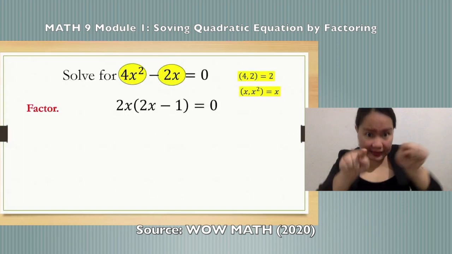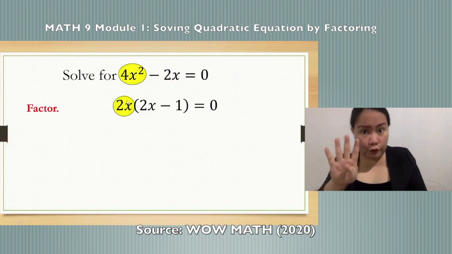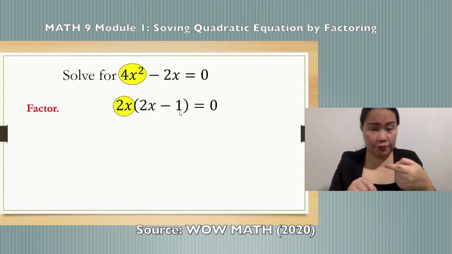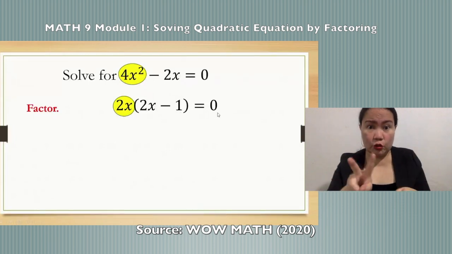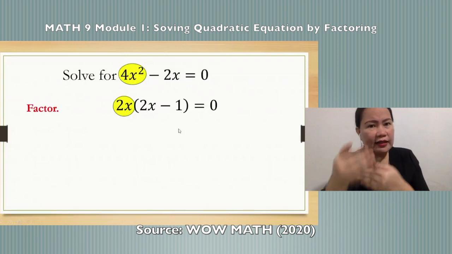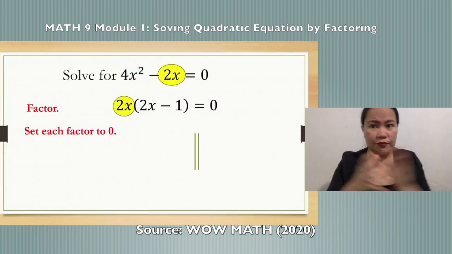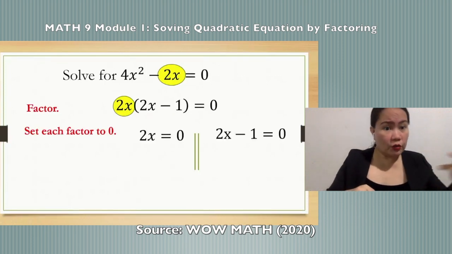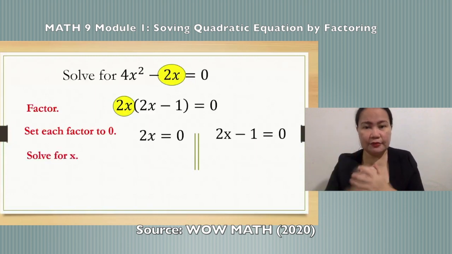So, paano nakuha yung 2x minus 1? Again, that is 4x squared divided by 2x, kaya the answer is 2x. Copy the sign. 2x divided by 2x, the answer is 1. So, therefore, yung factors nito are 2x and 2x minus 1. So, ano na yung gagawin natin after nito? Isi-set natin ang bawat factor natin by 0. So, 2x is equal to 0 and 2x minus 1 is equal to 0. And after that, we solve the value of x.